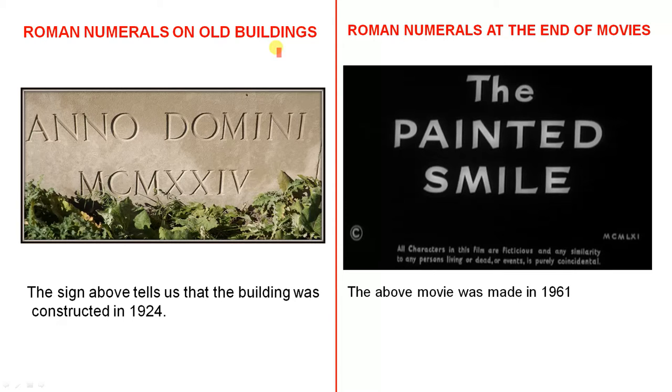Roman numerals on old buildings. So many old buildings around the world have Roman numerals on them, like this one here. The sign above tells us that the building was constructed in 1924. Now, if you discuss with your teachers, they'll explain to you why that is actually 1924. You could probably guess yourself.